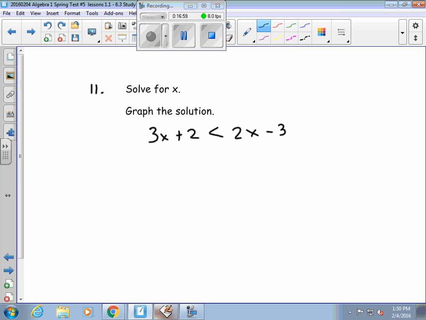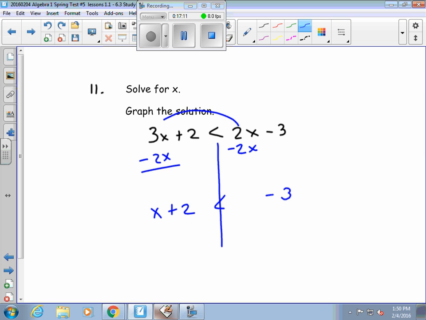Number 11 says solve it and graph it. We have two sides, with variables on both sides. Bring 2x over by subtracting 2x on both sides. Minus 2x is x plus 2, which is less than negative 3. Get rid of plus 2 by subtracting it on both sides. x is less than negative 5.